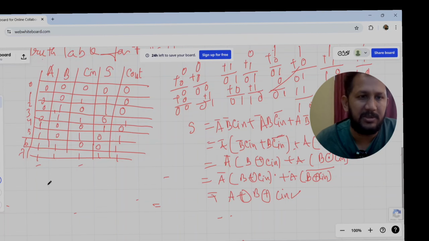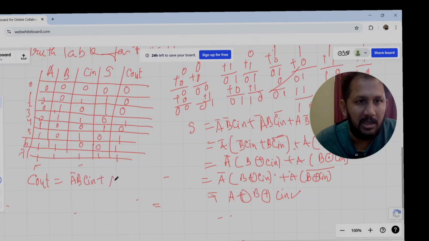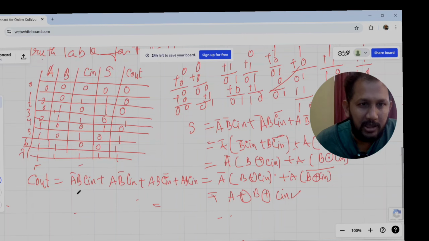Now we need to find the carry expression. That means C out equal to: here there are min terms. This one is for the third position, 0 1 1, meaning A bar B C in. For the fifth position, A B bar C in. For the sixth position, A B C in bar. And for the seventh position, A B C in.